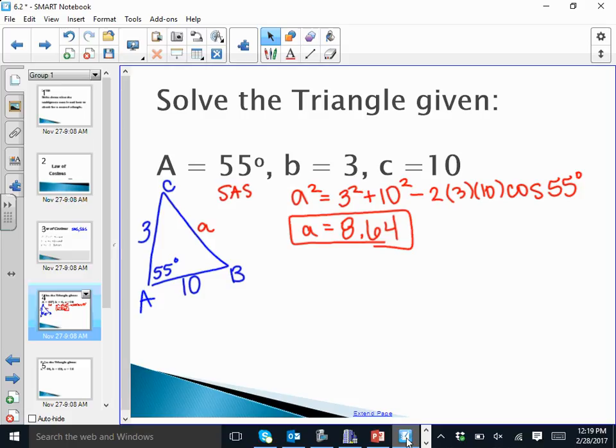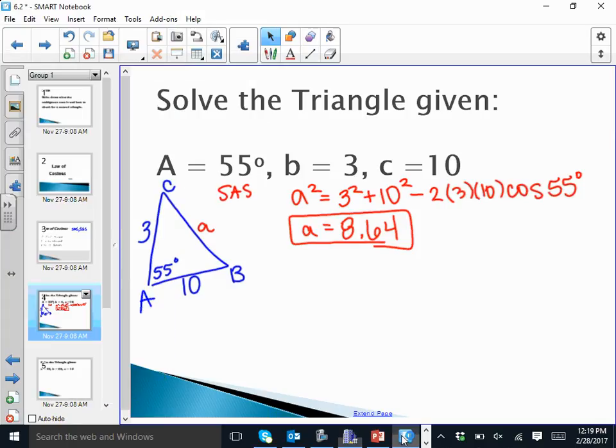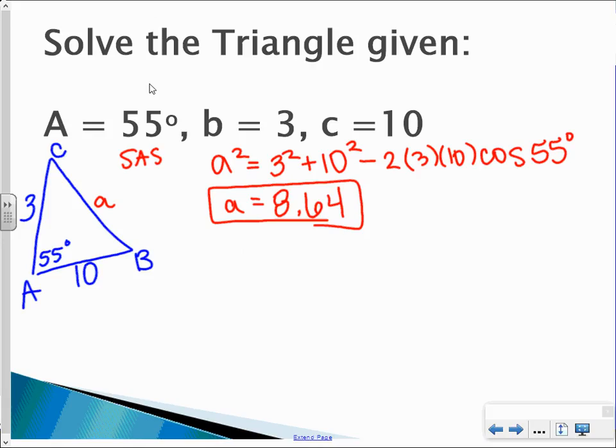Okay? So if you want to be more accurate with your numbers, remember I taught you yesterday, store alpha A for side a, and we're going to be able to bring up that number later if we need to. Okay? So let's come back up to our picture. Would you like to solve for angle C or angle B? C? Sure, why not?